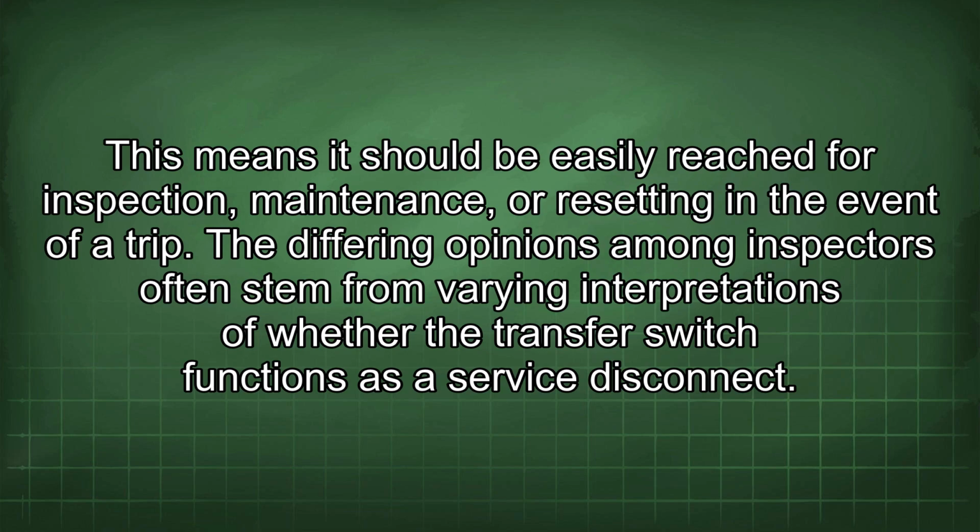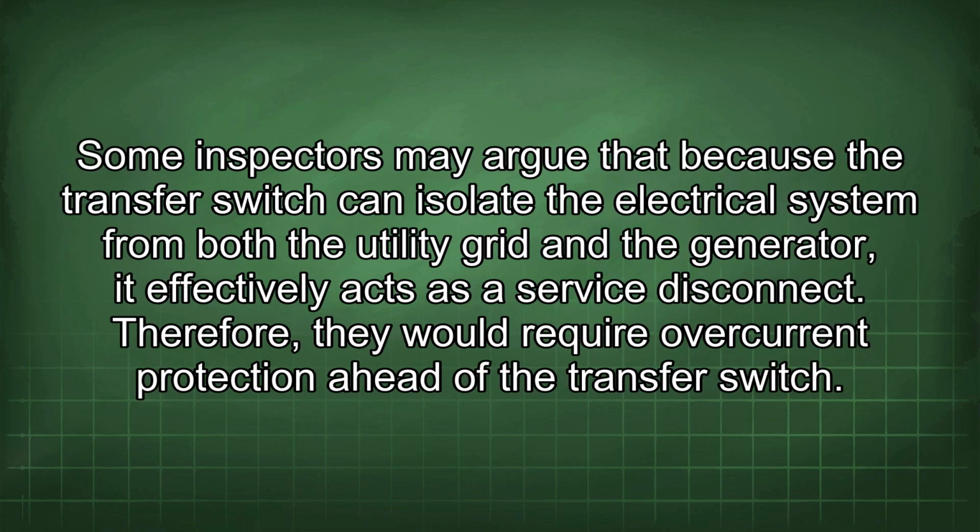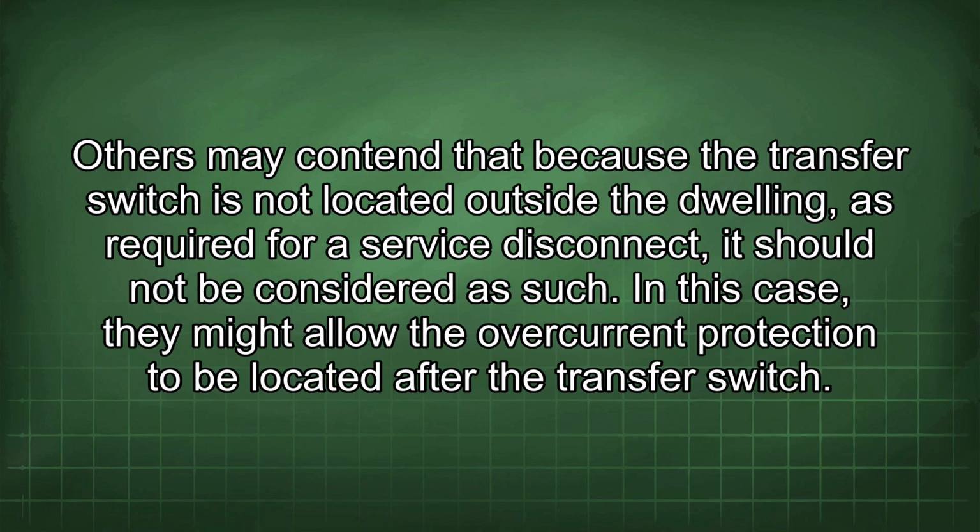The differing opinions among inspectors often stem from varying interpretations of whether the transfer switch functions as a service disconnect. Some inspectors may argue that because the transfer switch can isolate the electrical system from both the utility grid and the generator, it effectively acts as a service disconnect. Therefore, they would require overcurrent protection ahead of the transfer switch. Others may contend that because the transfer switch is not located outside the dwelling, as required for a service disconnect, it should not be considered as such. In this case, they might allow the overcurrent protection to be located after the transfer switch.